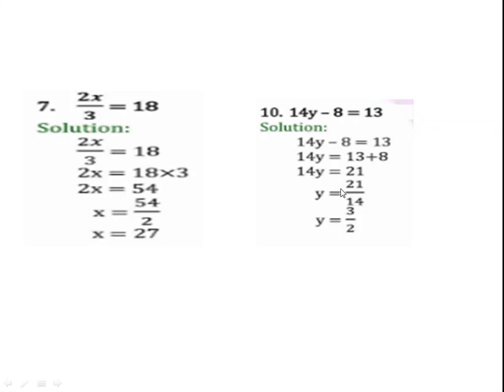y is equal to 21 by 14. How did it happen? 14y, that means 14 into y. Into becomes division on the other side. 14 becomes divided by 14. 21 divided by 14. Here this will not go in a proper fraction. So here you are cancelling the common terms. 21 and 14 will go in 7. So when you reduce the fraction, you will get y equal to 3 by 2.